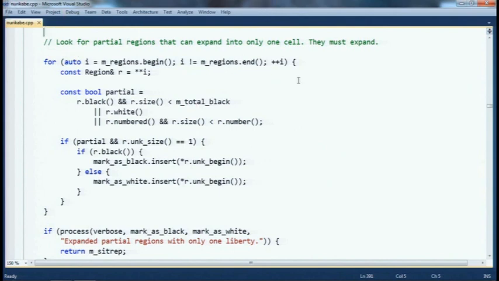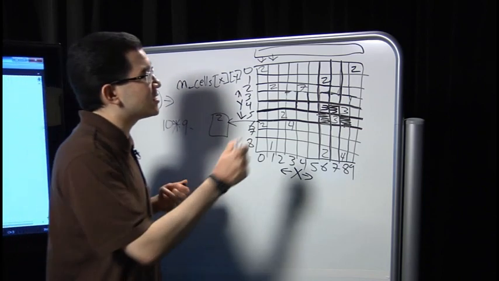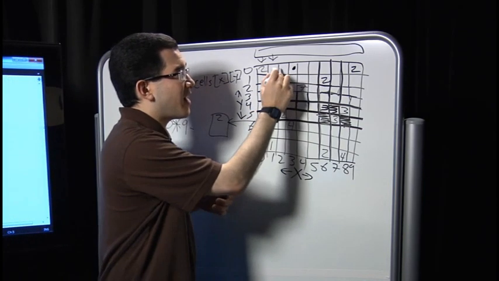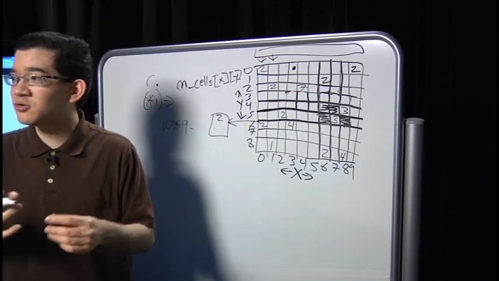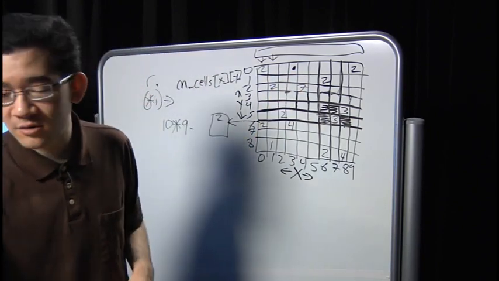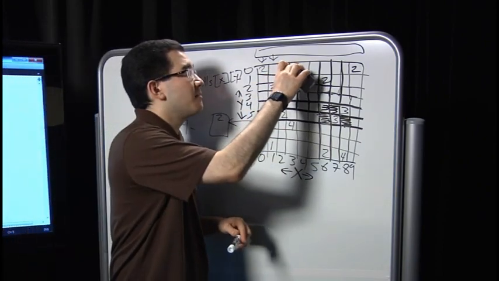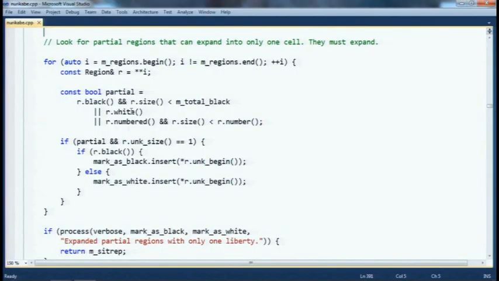So again, I iterate through the regions, and I'm partial if I'm a black region and my size, the number of cells in this region, is less than the total number of cells that I know must be black. Or if I'm a white region, that is a disconnected white cell, I'm just going to mark a cell up here as white. If I'm not yet joined to a number, I must expand in order to eventually meet up to a number. It is invalid for a Nurikabe grid to have an isolated white cell that's not connected to any number. So if I'm white, I don't need to look at my size. I know I am partial. Or if I'm a numbered region and my size is less than the number I'm tagged with, then it's partial. So I'm storing this in a const bool just to simplify my code, make it easier to read.